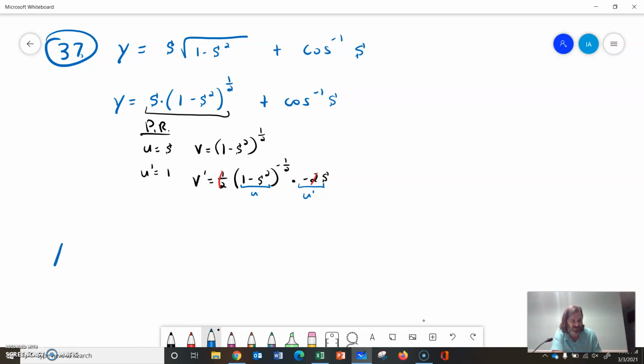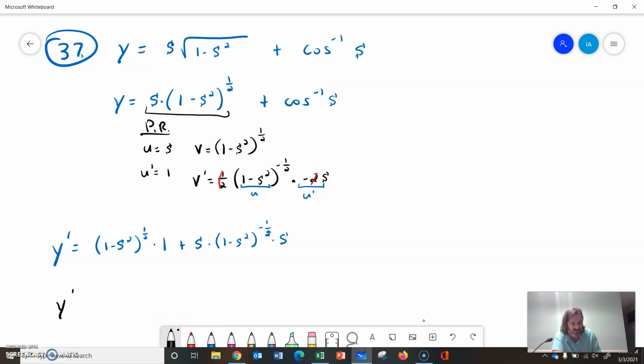Let's put our product rule back together. I doubt we'll clean this up. So product rule, v, so 1 minus s squared to the 1/2 times u prime, which is just 1. You hate to write it, but there it is, plus u, which is s, times v prime, which is 1 minus s squared to the negative 1/2 times s. It is kind of begging us to clean that up. I will write it again. Let's just write it down here in the bottom.